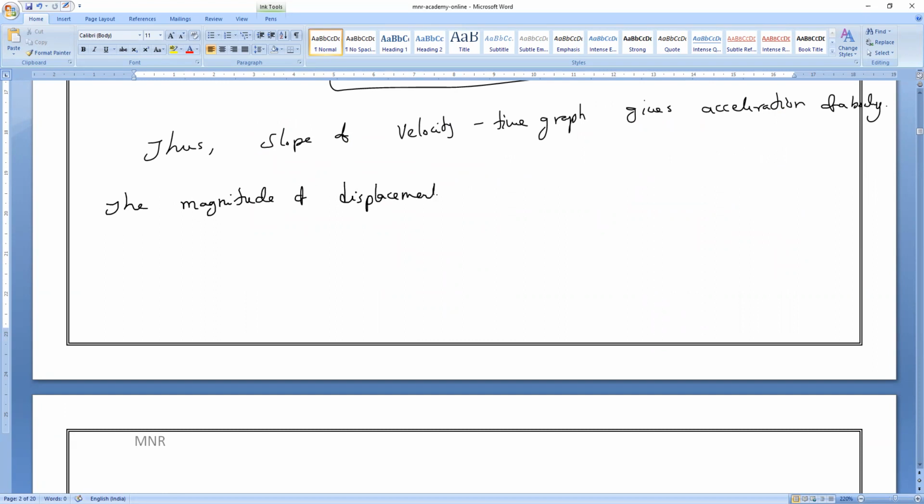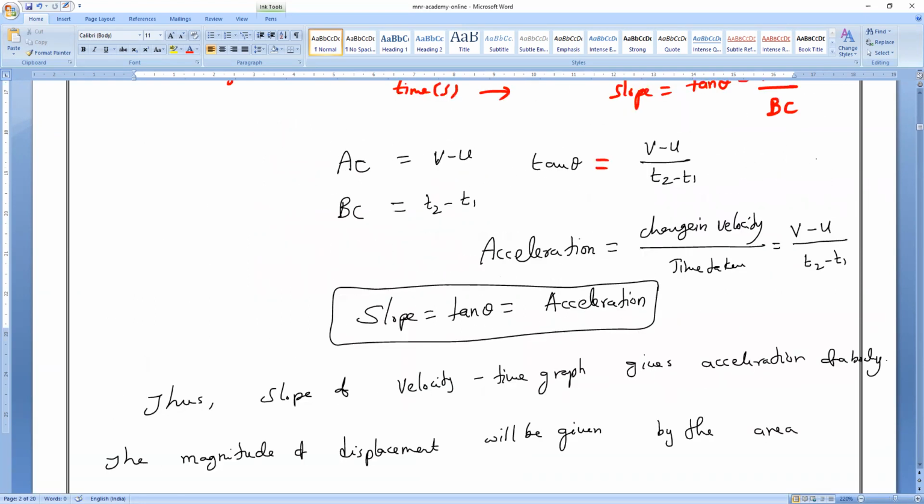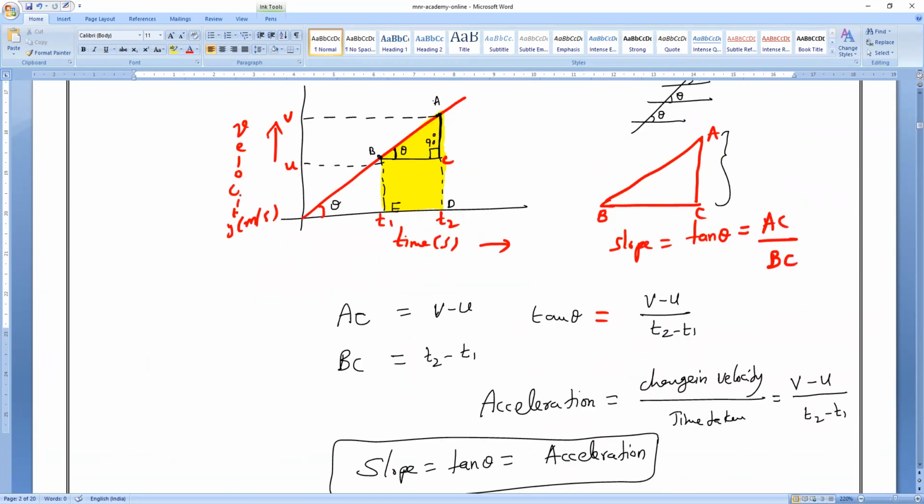The magnitude of displacement will be given by the area under the what, guys? Tell me, what is the name of this area? A, B, E, D, C. Is it right or wrong?